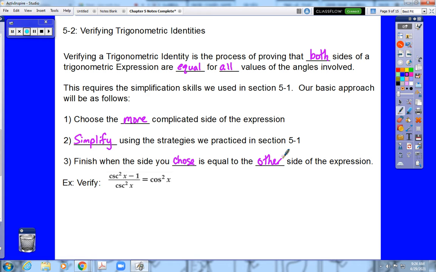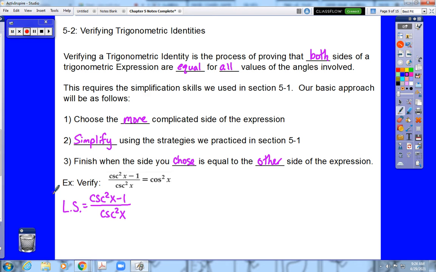So for instance, here's our first example. It's a very simple one. So we're going to go through this here. We ask ourselves which side is more complicated. Well, clearly the left side of this equation is more complicated than the right side. So we start by writing the left side of the equation. Notice I wrote LS for left side, which is cosecant squared x minus 1 over cosecant squared x.